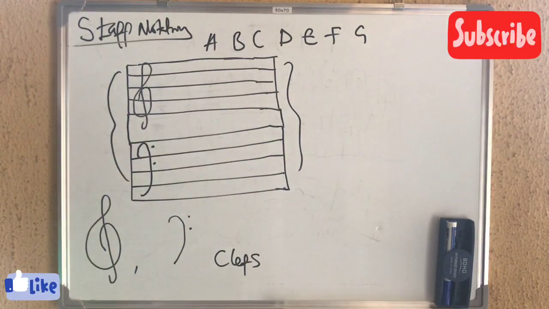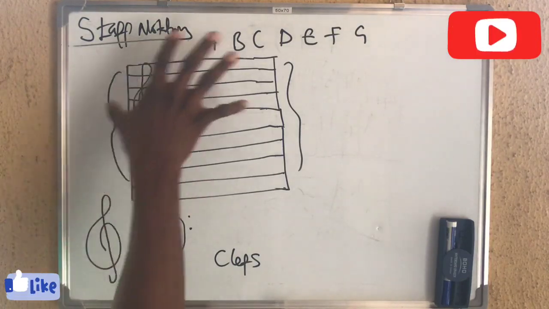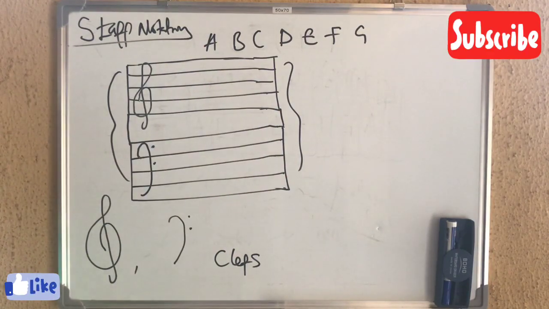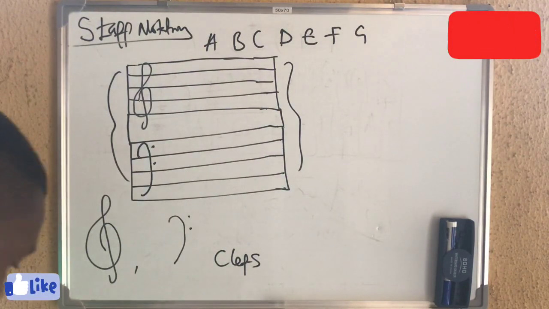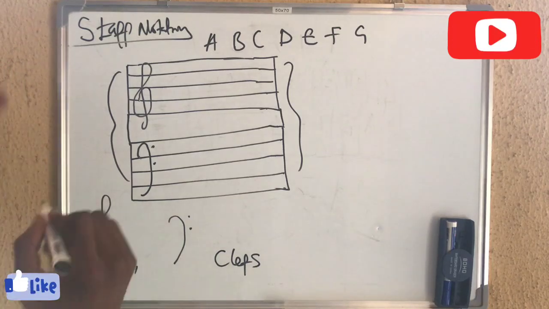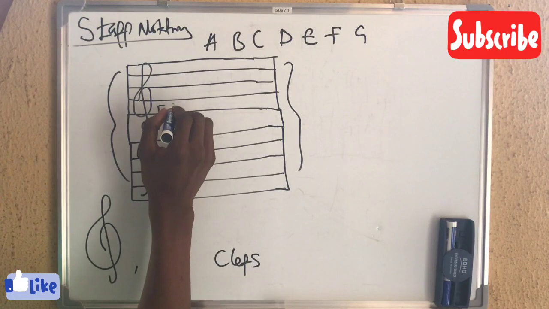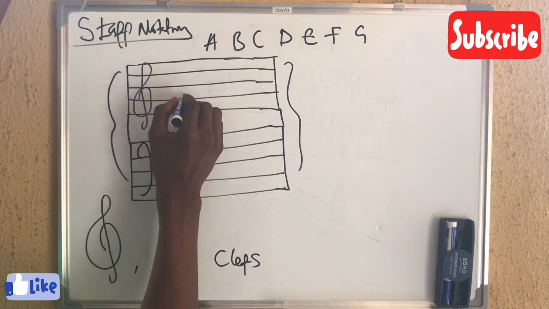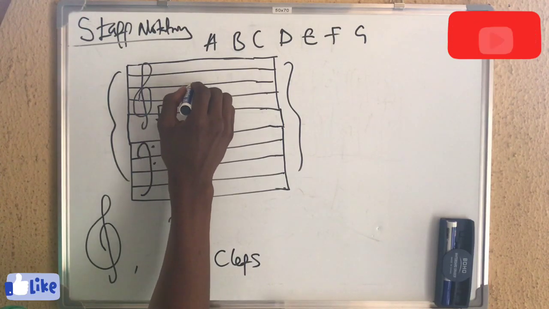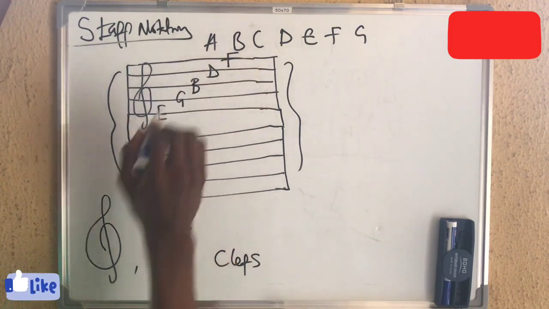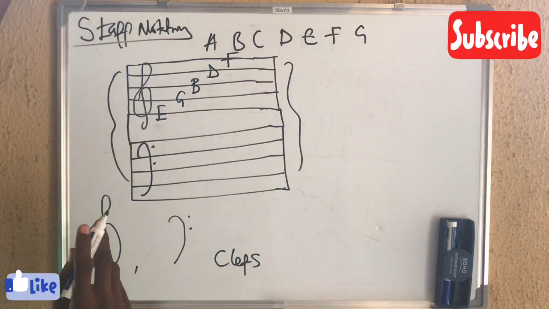For those that have all these four E-Serial C keyboard, you see something like this on the screen of your keyboard. Okay, so let's substitute now. On the first line of the treble clef, you get E. On the second line, you get G. On the third line, you get B. On the fourth line, you get D. On the fifth line, you get F. I believe you understood what I did.